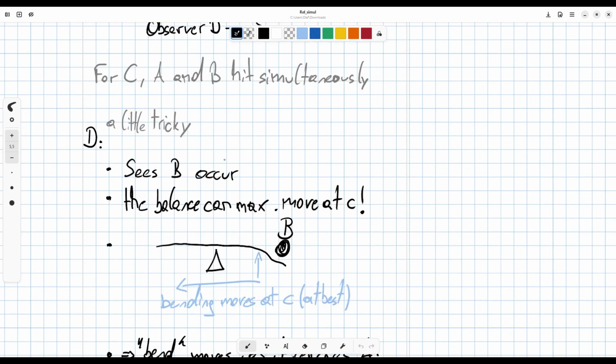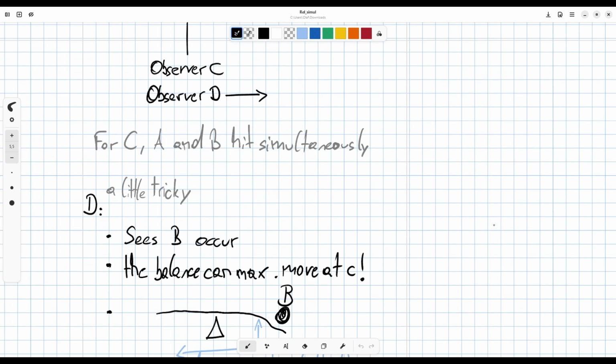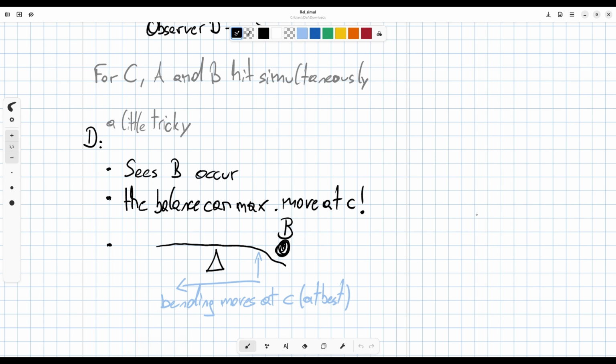So, for observer D, which is the one that is moving at a significant fraction of the speed of light, first of all, he sees B occur.